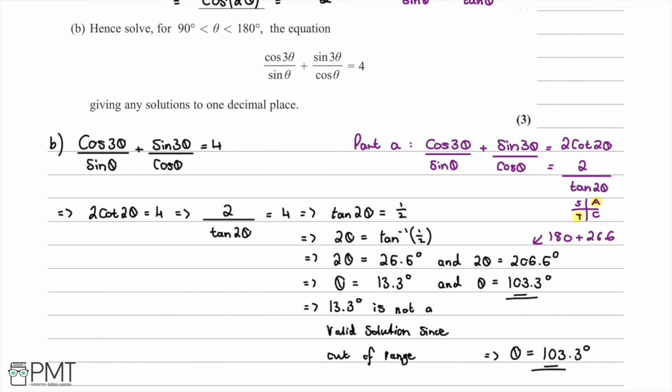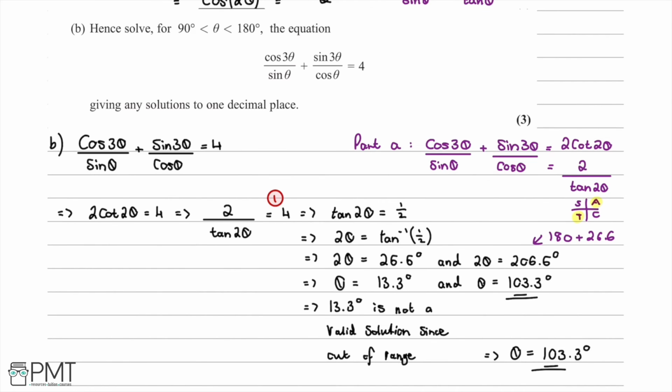So we achieved our first mark for getting to this stage here. When we said that 2 over tan 2 theta was equal to 4, basically, if we're using our knowledge of what we did in the previous part of the question, we can then pick up our first mark there.